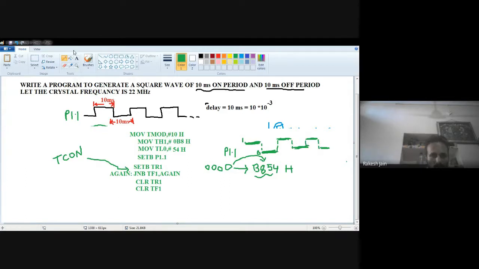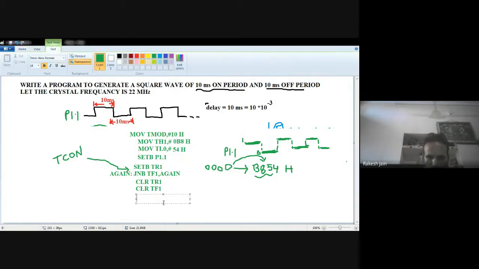Okay, so for this we have to complement the value. CPL is the instruction to complement any bit, any pin of the microcontroller. So complement P1.1, and again we want the same thing, so again complement P1.1, and SJMP to a location. And what is the location? Wait for a while.